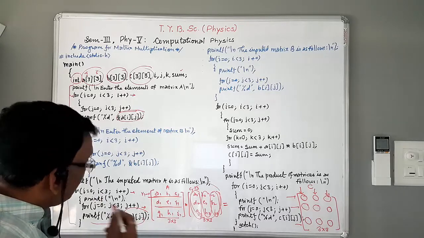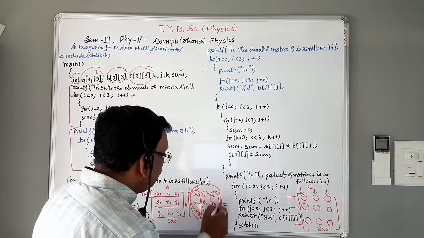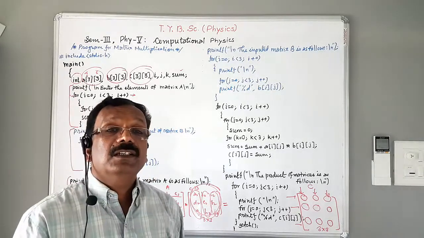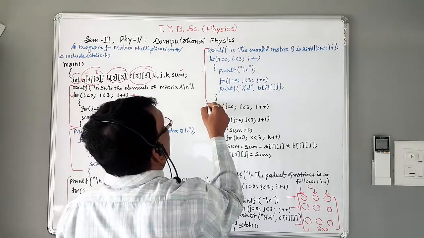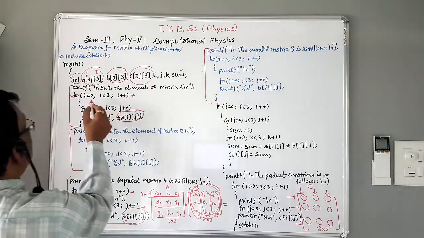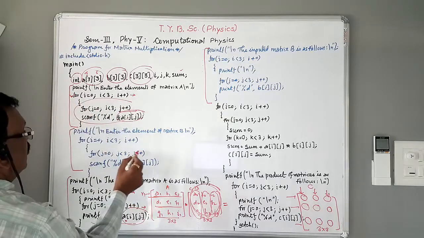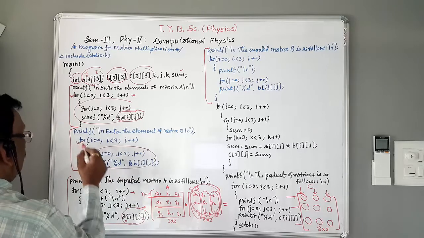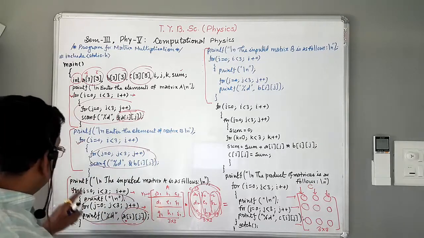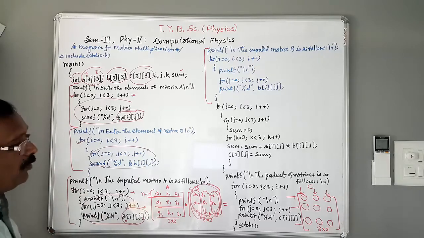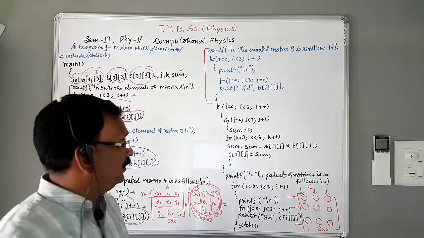Now, in the same way, the computer can display the values of the elements of the second matrix by using this block. Remember that this is the body of this for loop, this is the body of this for loop, and this is the body of this for loop. This is the external for loop and these are the internal for loops. External for loops are for rows and internal for loops are for columns.